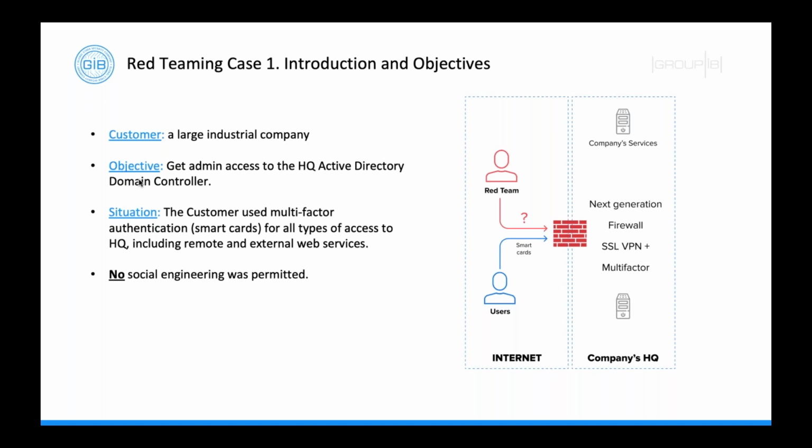In the first case that we'll look at today, it was a large industrial company, and we were given the objective by the client to gain administrative access to the headquarters Active Directory domain controller. The situation was that the customer used multi-factor authentication, specifically smart cards, for all types of access to the HQ, and this included remote and external web services as well. In this specific red team, there was no social engineering that was permitted in this specific case.